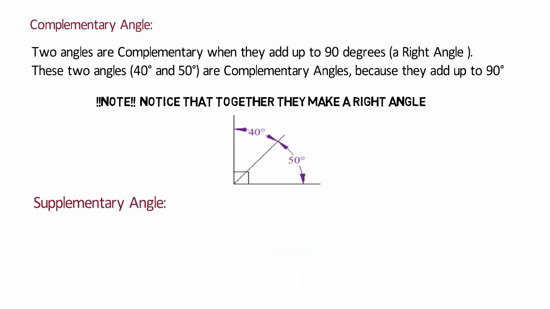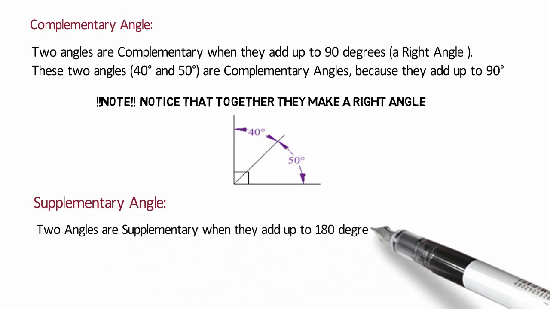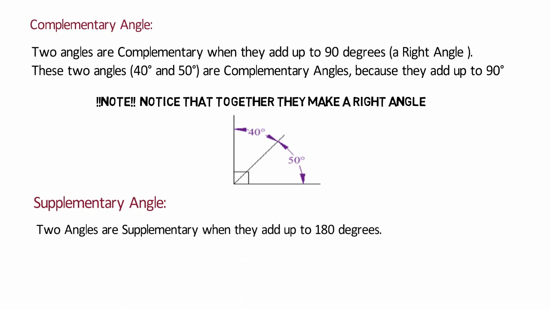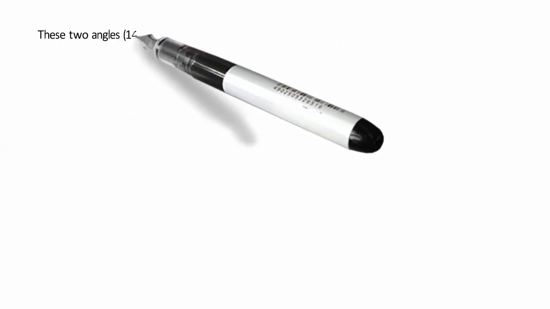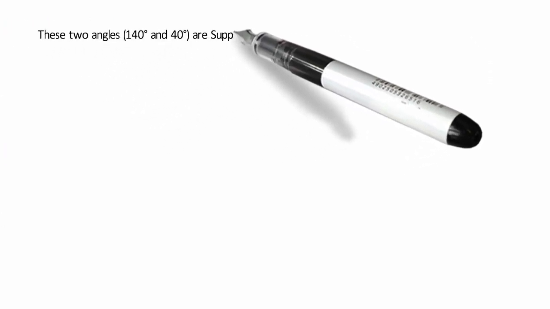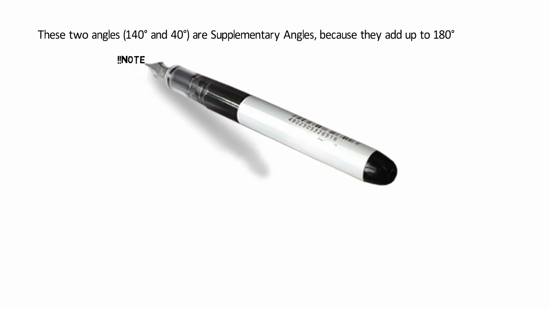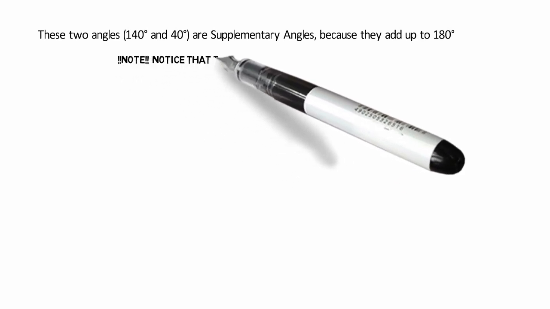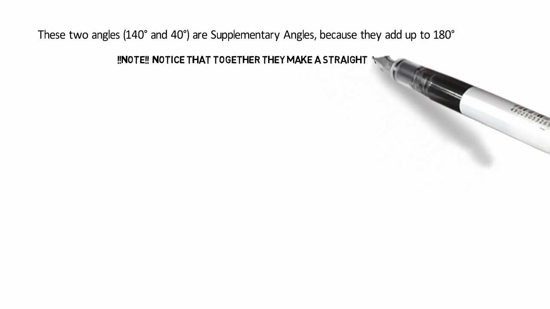Supplementary angle. Two angles are supplementary when they add up to 180 degrees. These two angles, 140 degrees and 40 degrees, are supplementary angles because they add up to 180 degrees. Notice that together they make a straight angle.